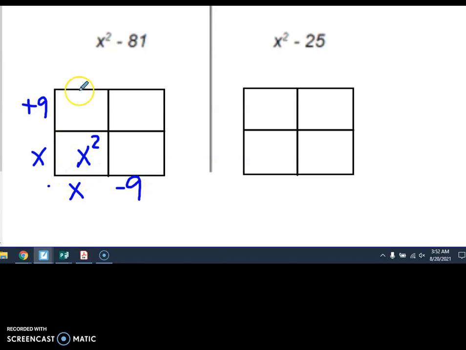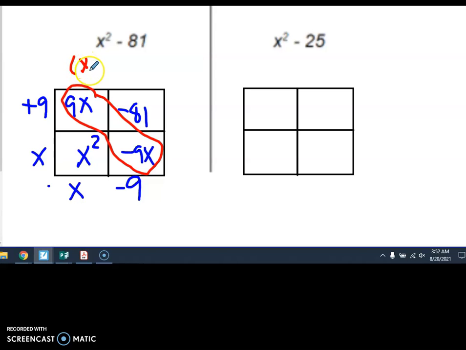So I multiply 9 times x, I'm going to get a positive 9x here. And I multiply x times negative 9, I get a negative 9x here. Then 9 times the negative 9 gives me the negative 81. Because I have the same numbers, but different signs, when I add the x terms, I will get a 0. So that gives me x squared minus 81 is the final answer.